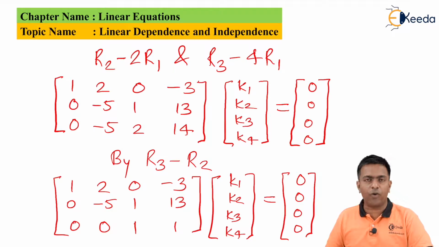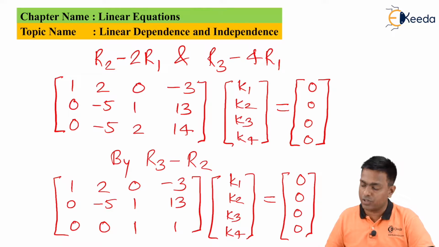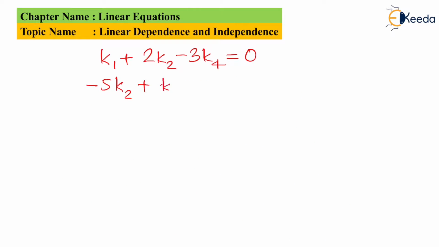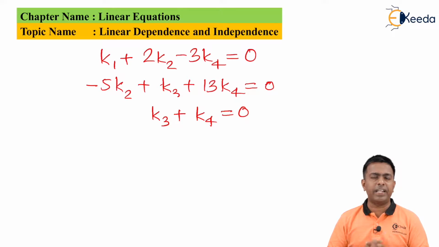So guys, here we got the echelon form, and if you observe, all three rows are non-zero, and that is why we can say that the rank of this matrix is 3. So we'll convert this matrix form into the equation form. The first equation will be k1 plus 2k2 minus 3k4 equal to 0. The second one is minus 5k2 plus k3 plus 13k4 equal to 0. And the third one is k3 plus k4 equal to 0. So guys, here we got the three equations.